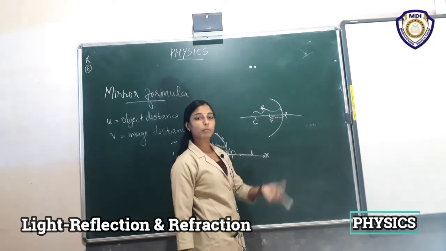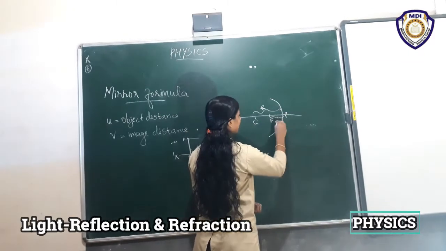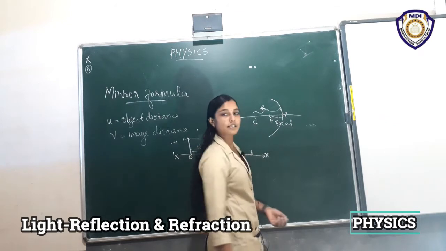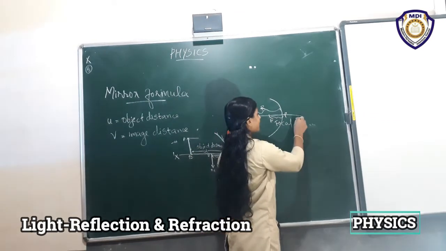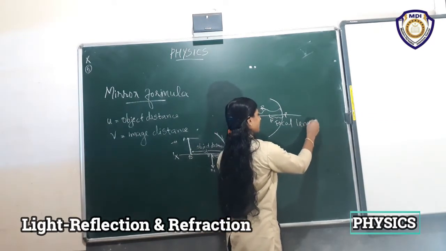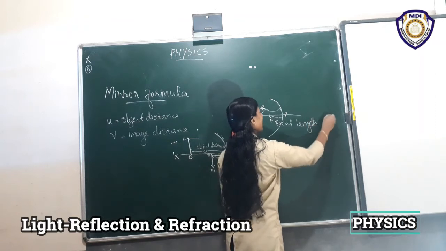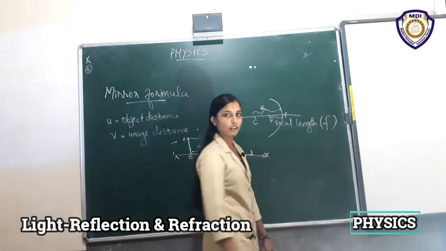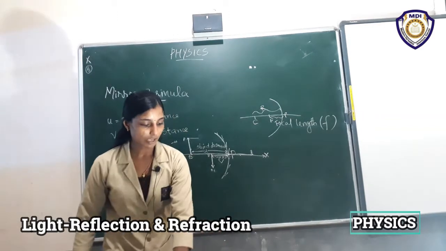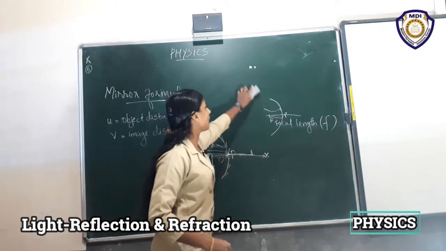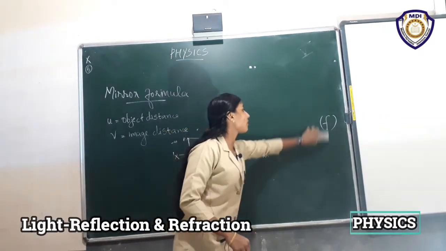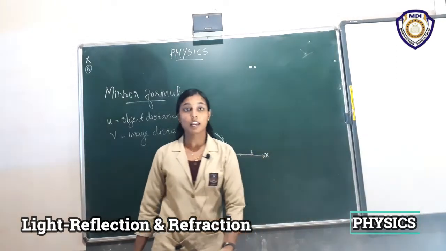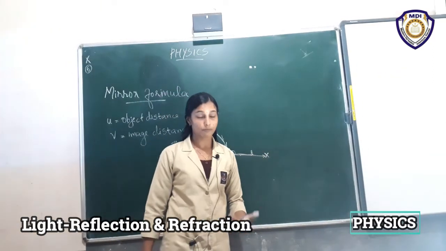Principal focus to pole, that is the focal length. We have already discussed that. So that is the focal length, small f. We already know that the distance between the principal focus and the pole is f, that means the focal length.